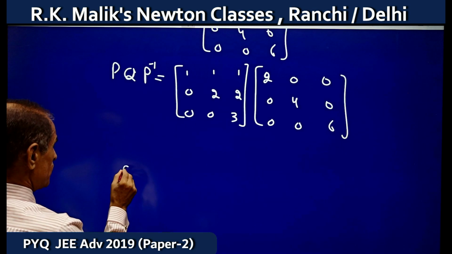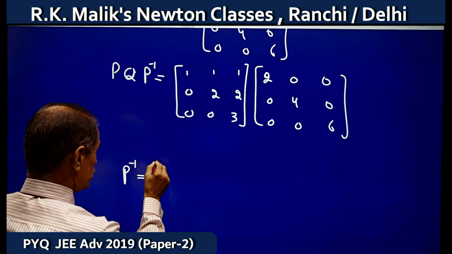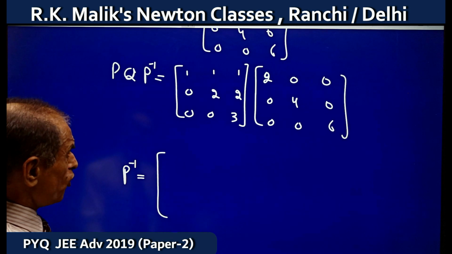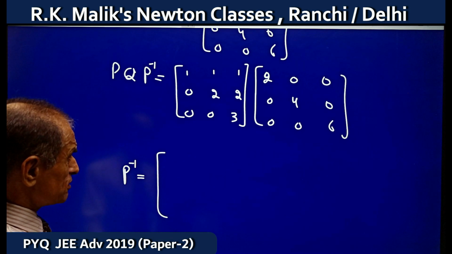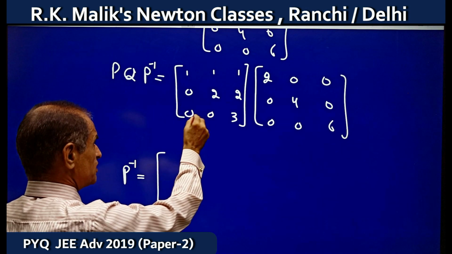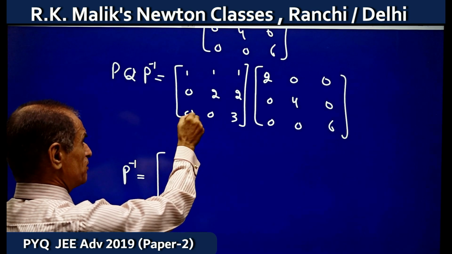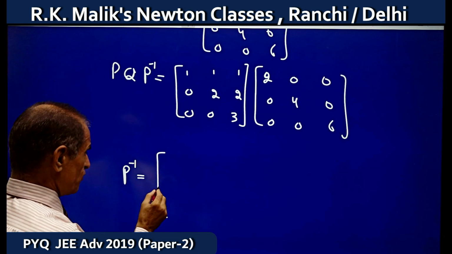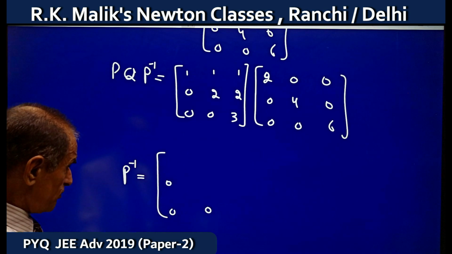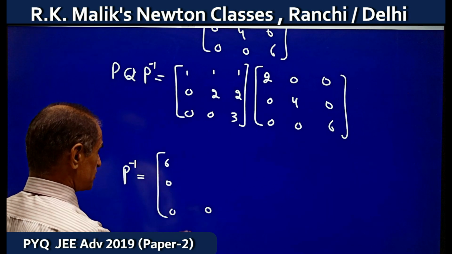Now let me find P inverse separately. Using the concepts I told you, to find the inverse of any triangular matrix, if it is upper triangular, then these three elements will be 0. In the inverse matrix also, these three elements are sure to be 0. The element at this position will be 2 into 3, that is 6.